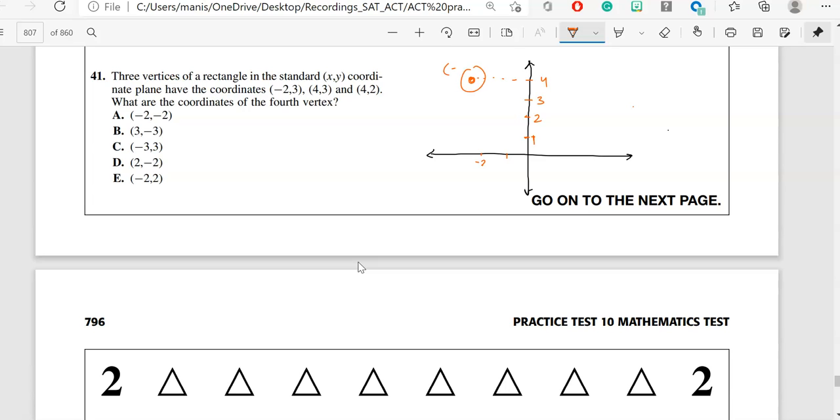And what is this point? This is -2, 3. So now let's look at the second point, 4, 3. X is 4. So I'll go over here 1, 2, 3, 4. And y is 3. So this is my point, this is my 4, 3. Another point is 4, 2. So x is 4, but my y is 2 over here. So this is my 4, 2.